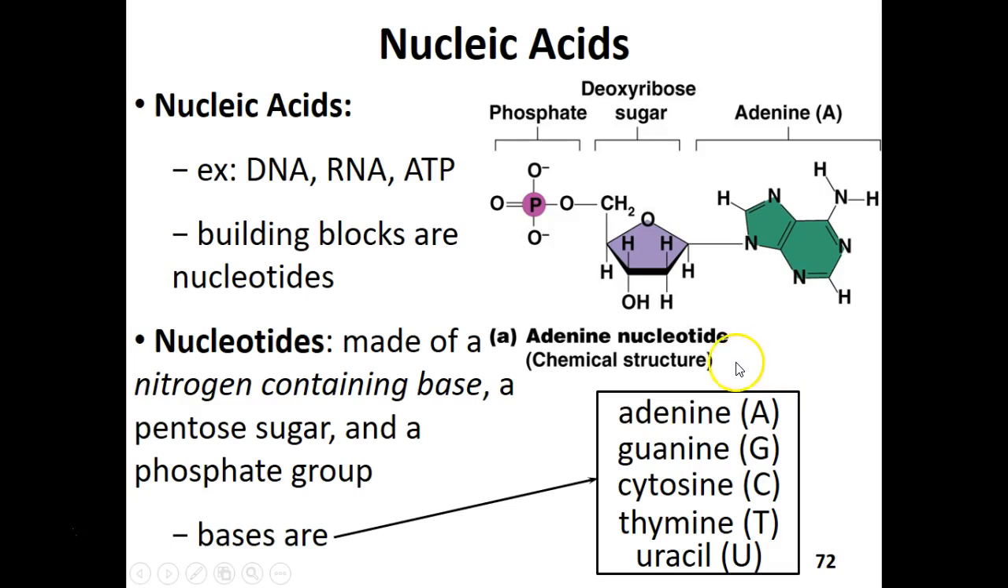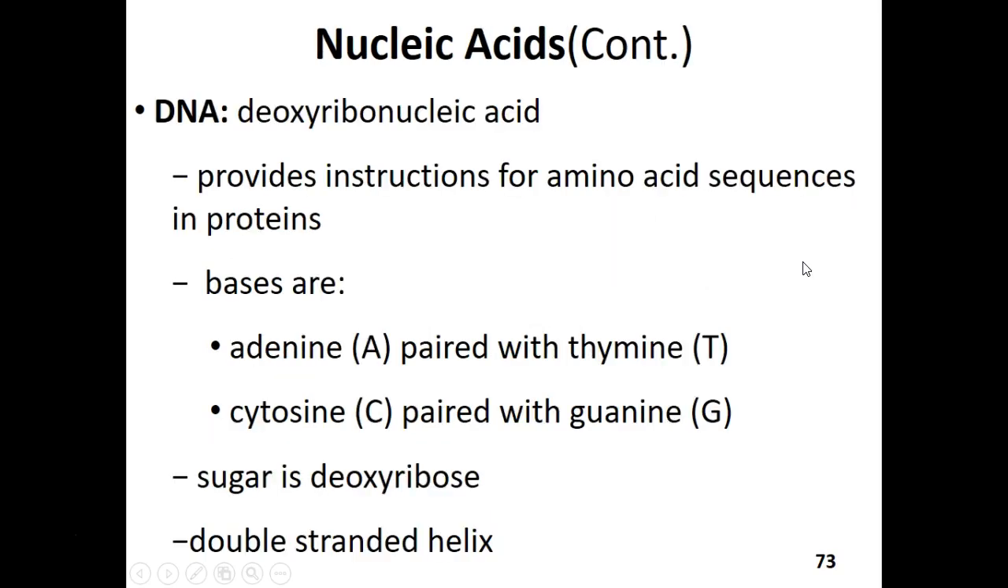In DNA, we have 4 nucleotides: adenine, guanine, cytosine, and thymine. In RNA, there are 4 nucleotides: adenine, guanine, cytosine, and uracil. There's no thymine in RNA. DNA is the instructions that make up proteins. So it's basically the instruction manual for our cells.